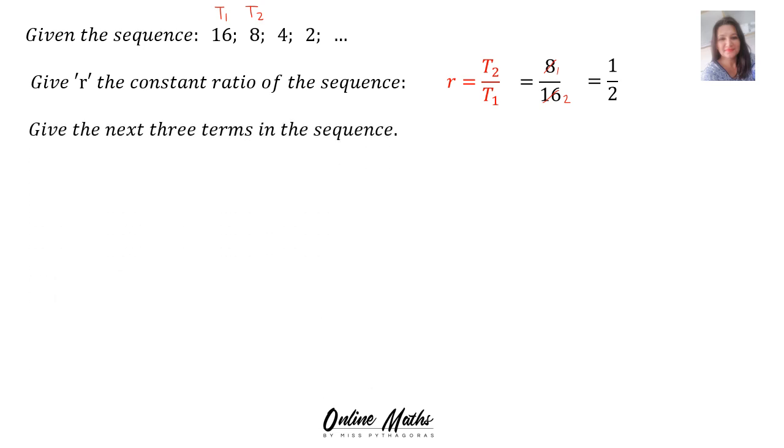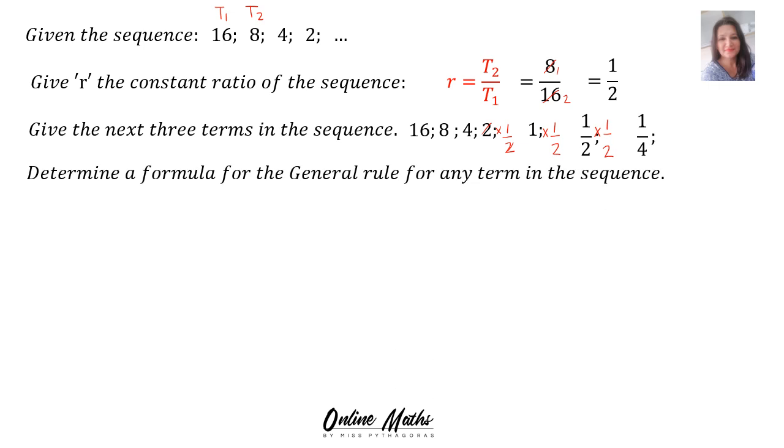Give the next three terms in the sequence. Now there's your sequence, 16, 8, 4, 2. Now to get to the next term, we multiply by a half. And then your next term will be 1, since that 2 and that 2 will cancel. To get to the next term, we multiply by a half. And 1 times a half is a half. And to get to the next term, we multiply by a half. And a half times a half is a quarter.